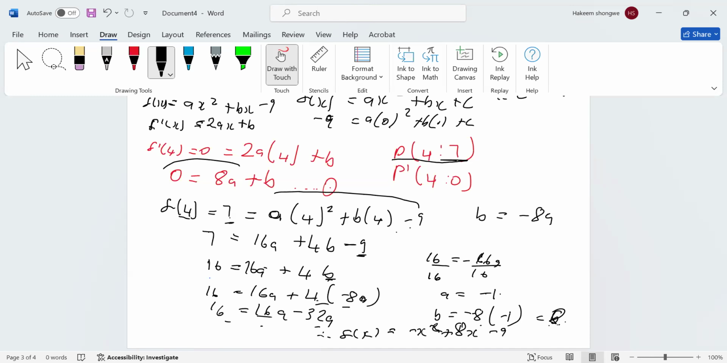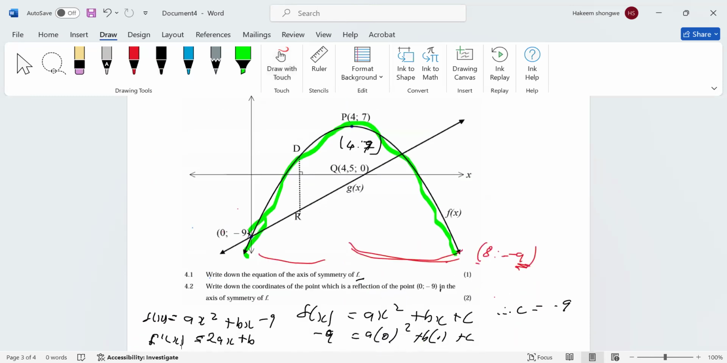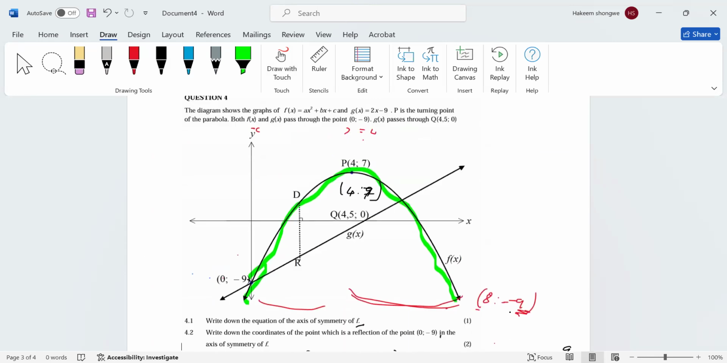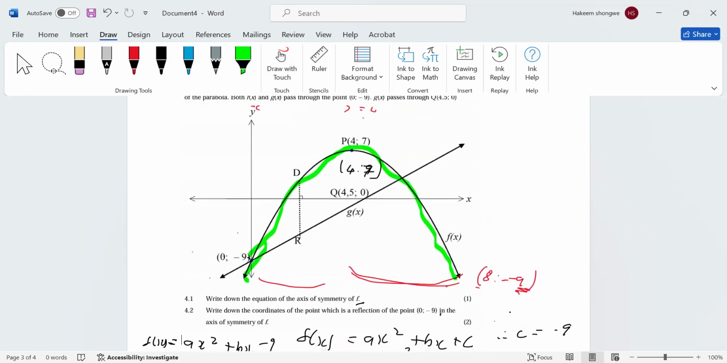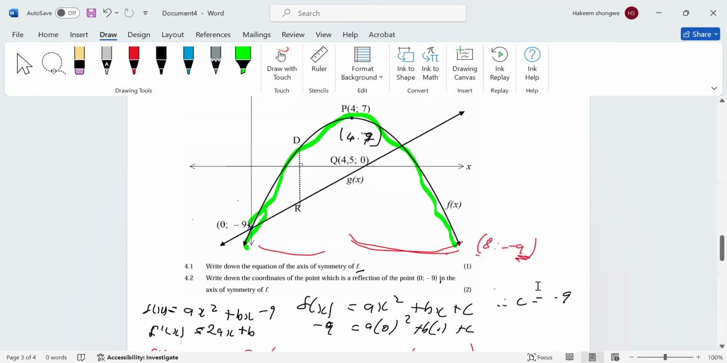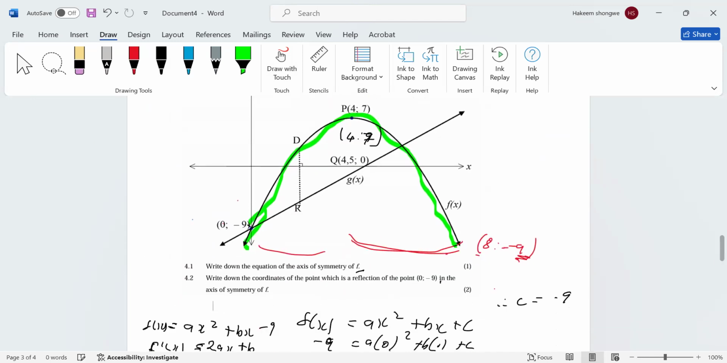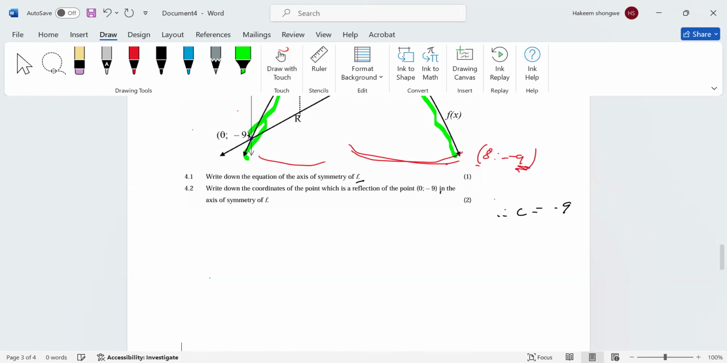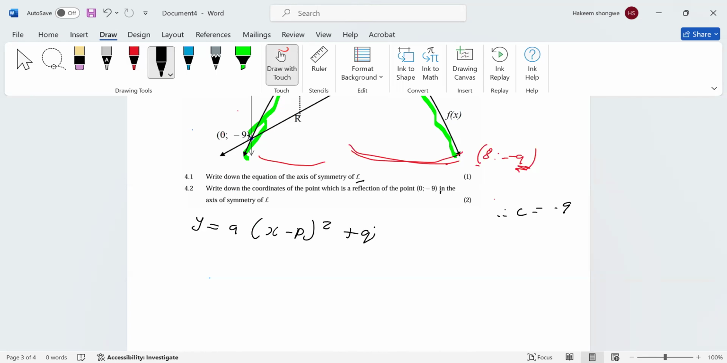We could have done it in a simpler way. We could do it using the turning point form. I'm sure some of us did it that way. Did you do it in a different way? Turning point form. So we have y, which is going to be a(x minus p) all squared plus q.